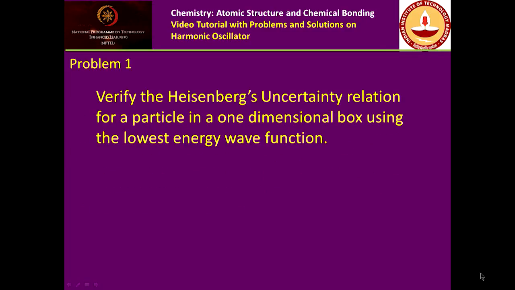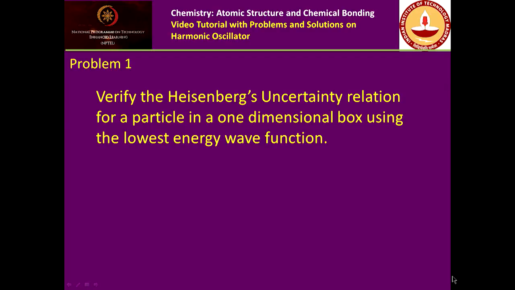The first problem is on the application of the particle in a 1 dimensional box model to understand the Heisenberg's uncertainty relation. So, it says: verify the Heisenberg's uncertainty relation for a particle in a 1 dimensional box using the lowest energy wave function.